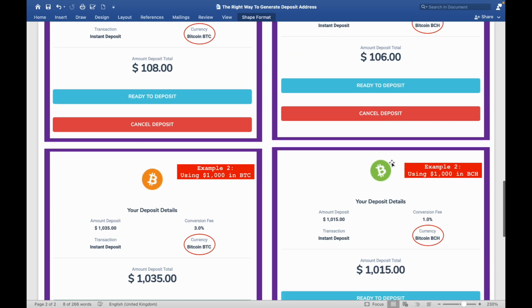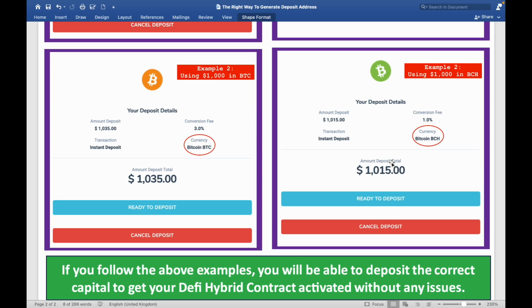Okay, now the second example here is for the people that are going to deposit 1,000 to activate the promo pack for your contracts. Okay, so again, you will see that you have to enter $1,035 on the deposit slip and generate the deposit address, and then go back to your exchange to send exactly this amount of money in Bitcoin.